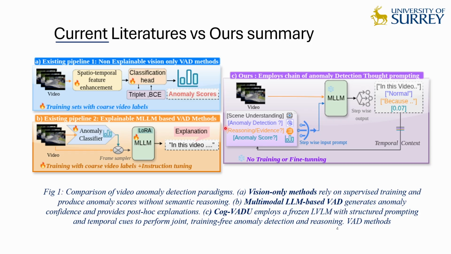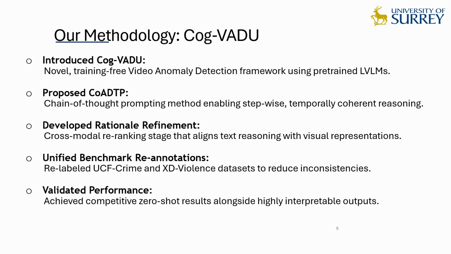They did not utilize prompting well. So for that, we have proposed our method, Cog-VADU, a training-free method. This is a pre-trained vision language model, where we have utilized advanced chain of thought prompting to know what is actually happening in the video, whether it is anomalous or not, what the anomaly score is, and why it is anomalous. We are able to get those. So, in short, this is the summary.